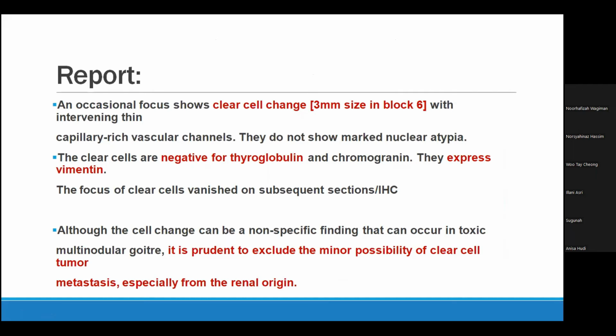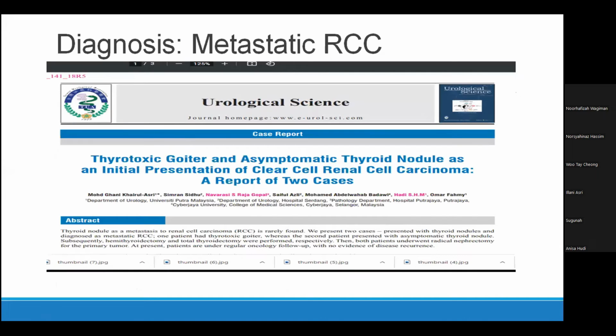So in the report, I put nodular hyperplasia, but with a comment: a clear cell change noted focally, which was negative for thyroglobulin, but they expressed vimentin. Unfortunately, they vanished on subsequent sections, and I commented that it is prudent to exclude the minor possibility of clear cell tumor metastasis, especially from renal origin. The radiologists carried out further imaging workup based on these features, and we found metastatic renal cell carcinoma. The stain X just now was the RCC stain.